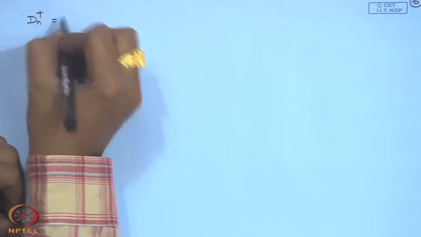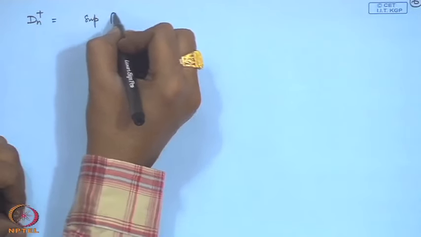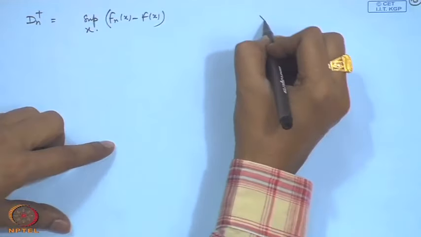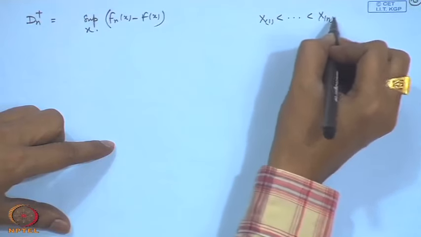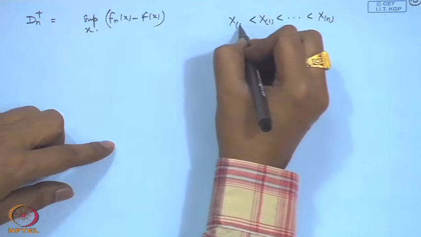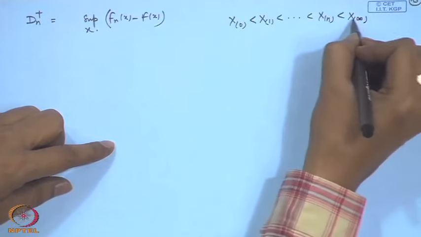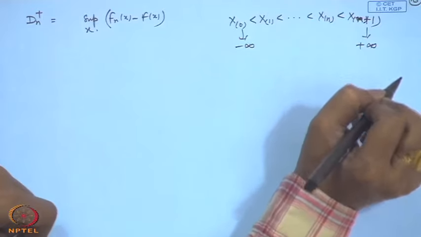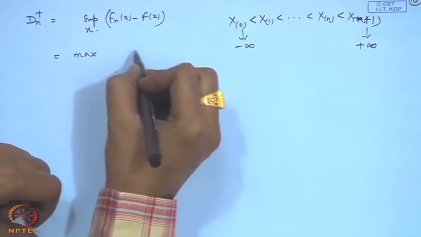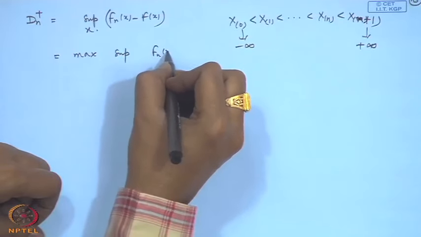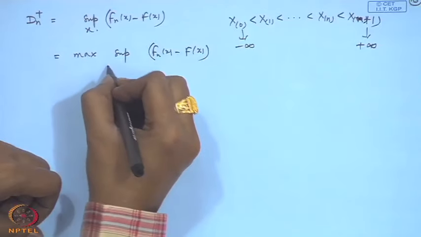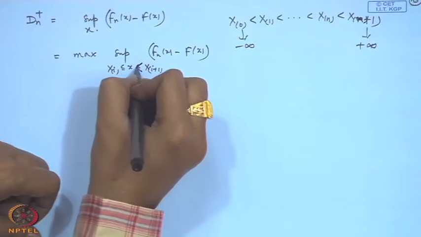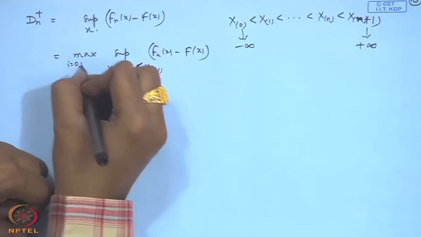So, D N plus is the supremum of F n(x) minus F(x) over all x. We have ordered X 1 less than or equal to X 2 less than or equal to ... X n, and I take X 0 and X n plus 1 also. So, X 0 I am taking to be minus infinity, and X n plus 1 I am taking to be plus infinity. So, we can then express it as the maximum of the supremum value between F n(x) minus F(x), let me put a strict inequality at this one side, for i equal to 0, 1 to n.